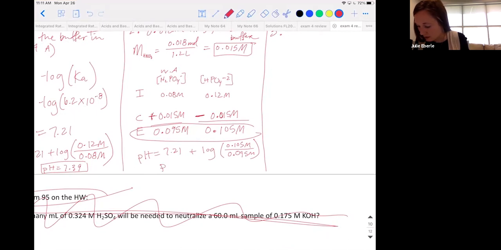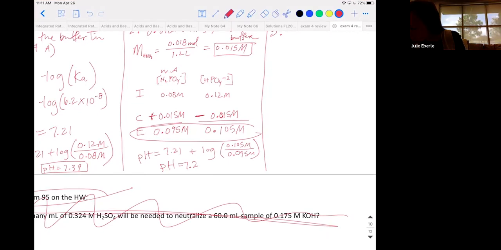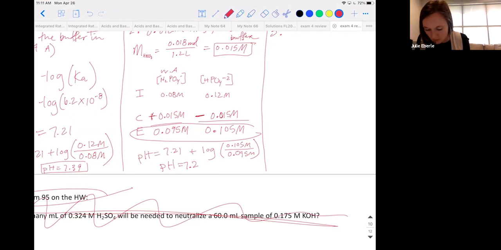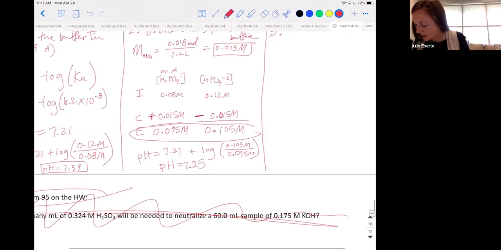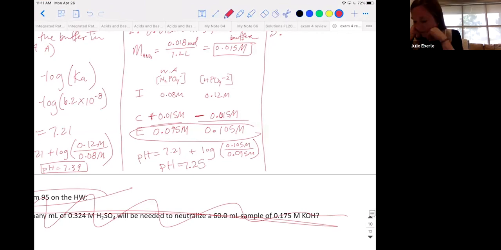So pH is now going to be 7.2... Did I do that right? 0.15. Why did my pH go up a little bit? 7.21 plus the log of 0.105 divided by 0.095. It says that my pH is 7.25.